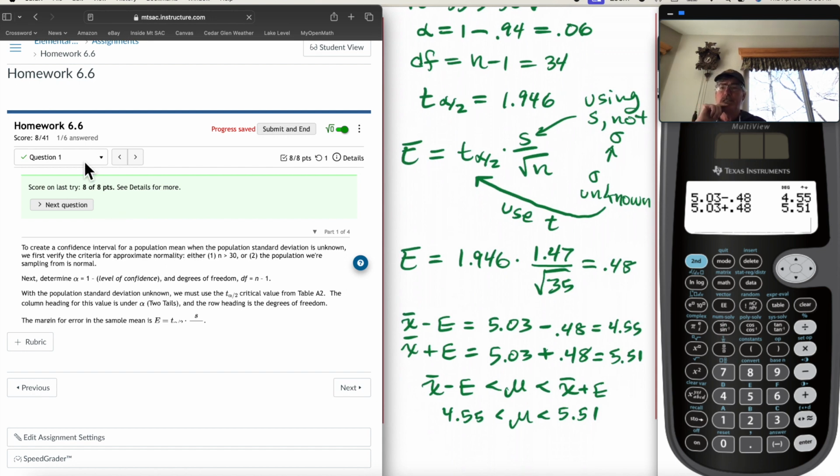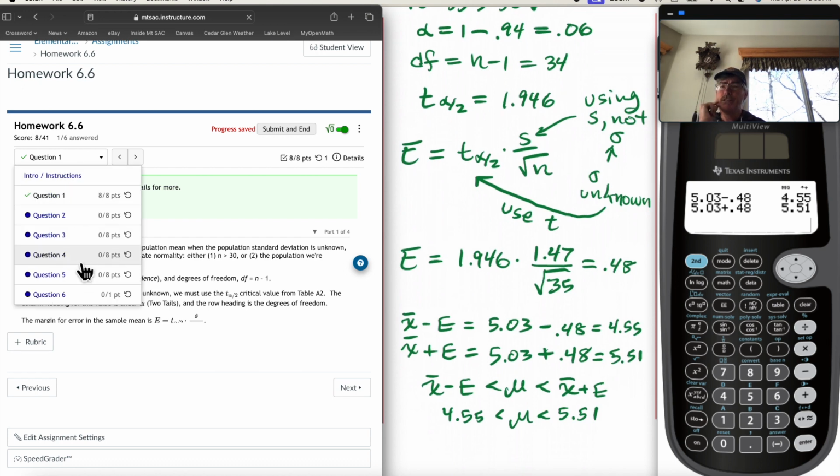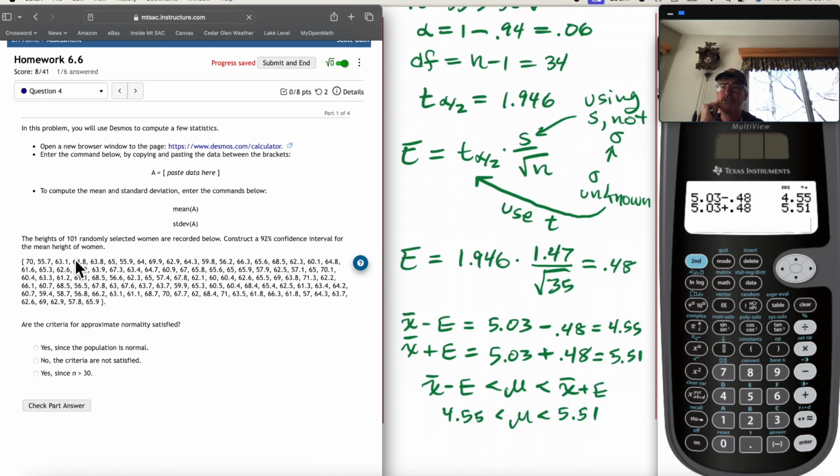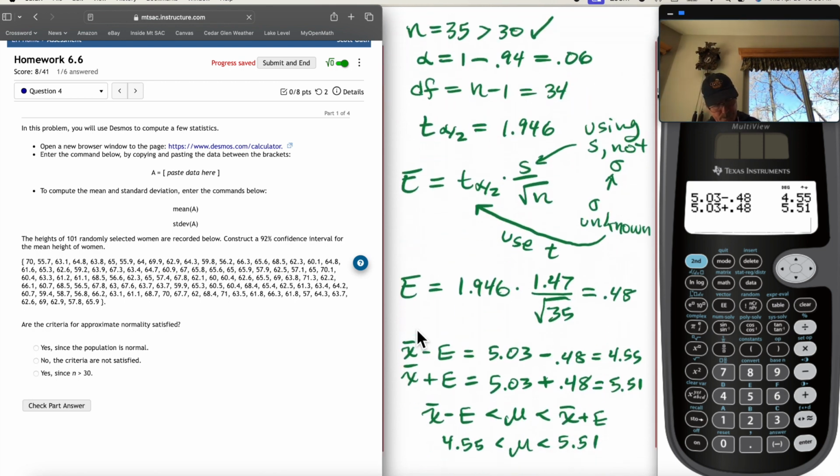Okay, and then what I wanted to do is jump ahead to one of the other problems that uses Desmos. So I think, let's take a look here. Question 4 is a pretty good candidate for that. There's a lot going on here. And then I'm going to just do a quick cleanup on this. Just a moment on that.